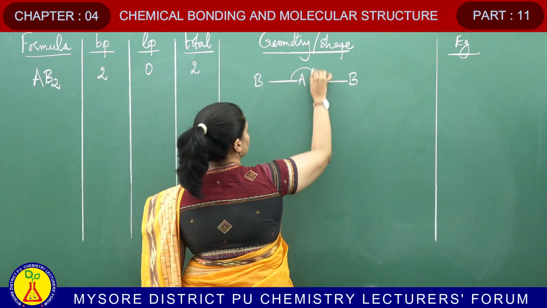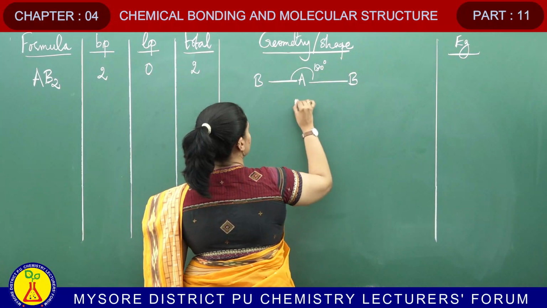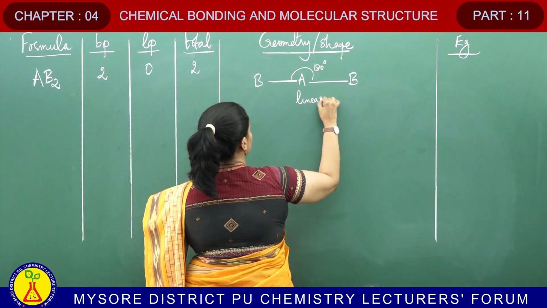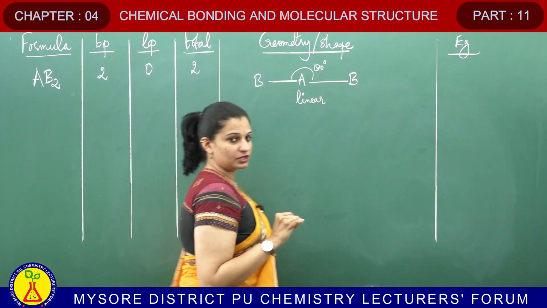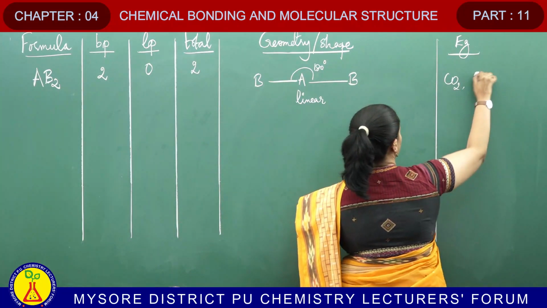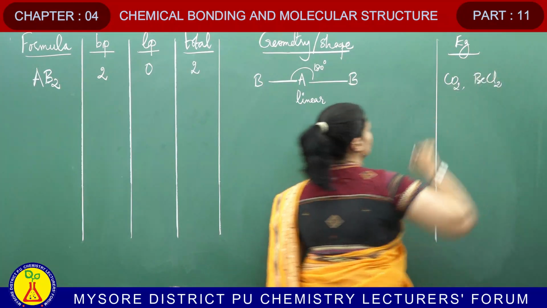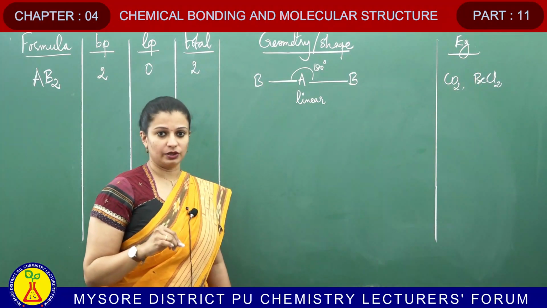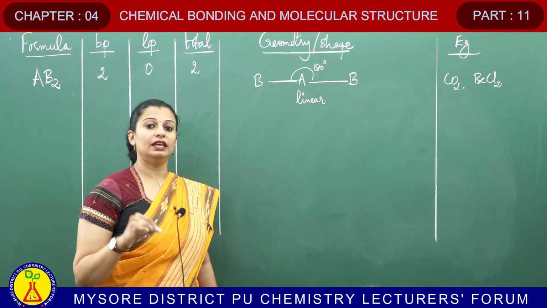So, this bond angle will be 180 degrees and the geometry would be linear. For examples, we can take carbon dioxide or beryllium chloride. So, this is for the formula AB2.